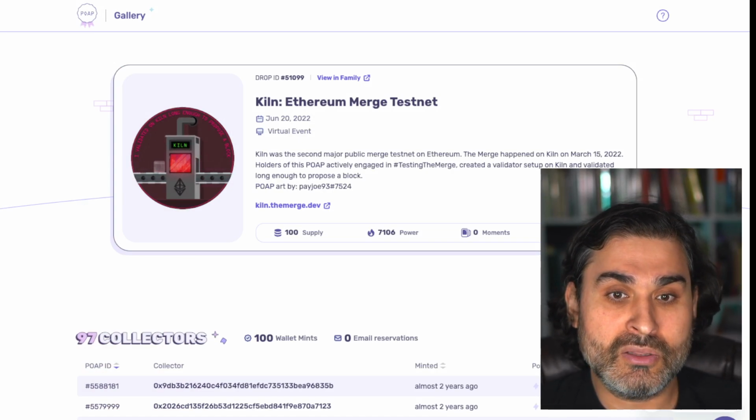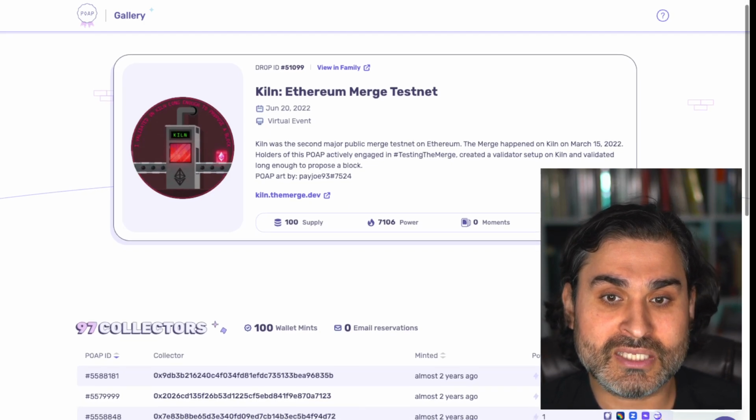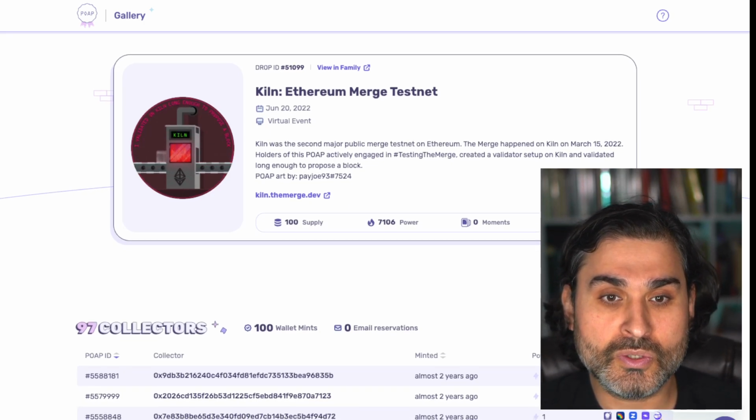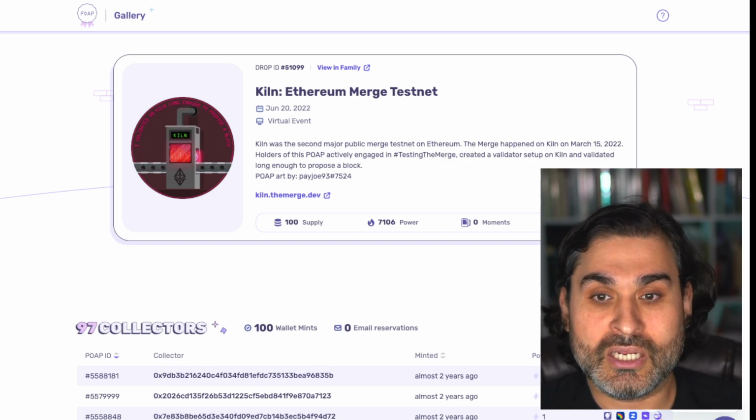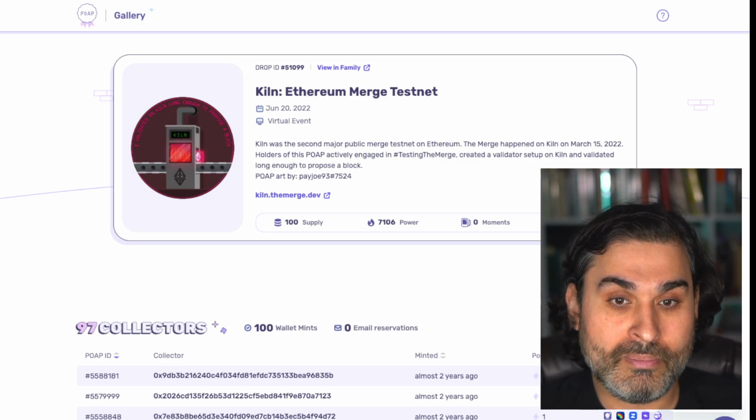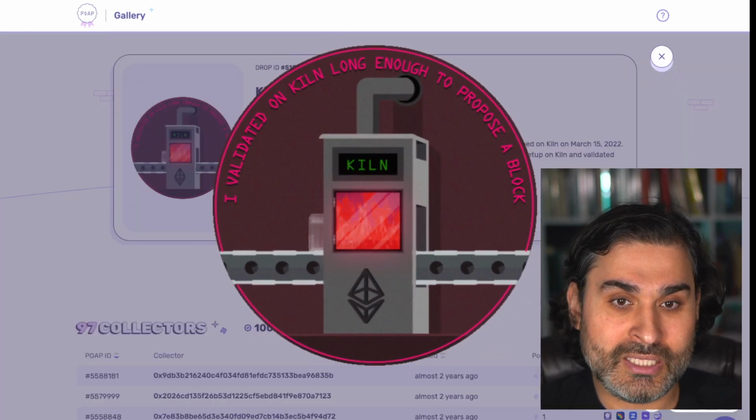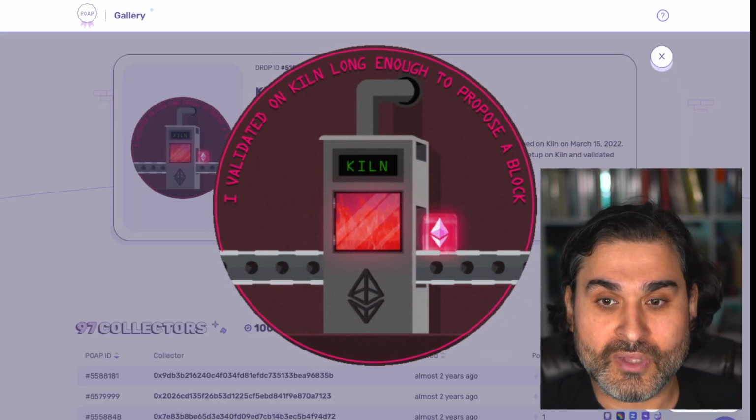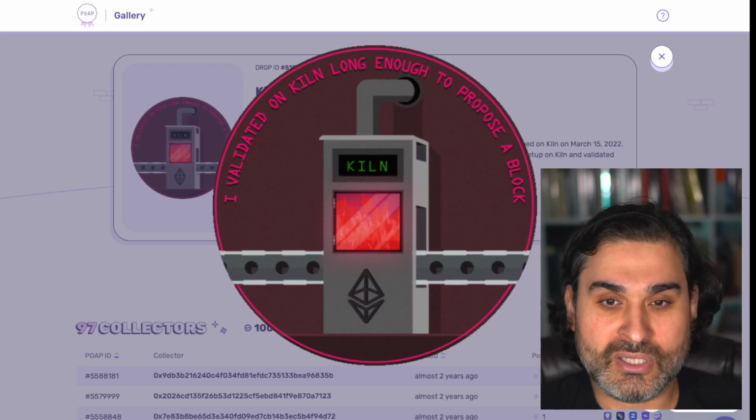So it says Kiln was the second major public testnet on Ethereum. The merge happened on Kiln on March 15th, 2022. Holders of this POAP actively engaged in testing the merge and created a validator setup on Kiln and validated long enough to propose a block. And the POAP art was by Pedro. And this looks like it says, I validated on Kiln long enough to propose a block. And then there's a Kiln testnet thing.